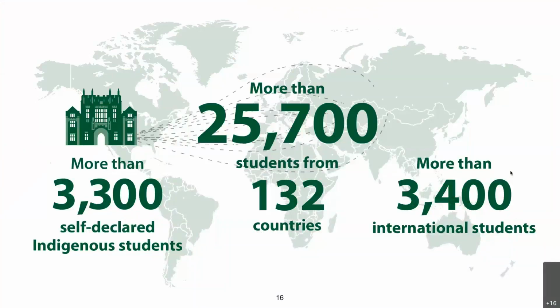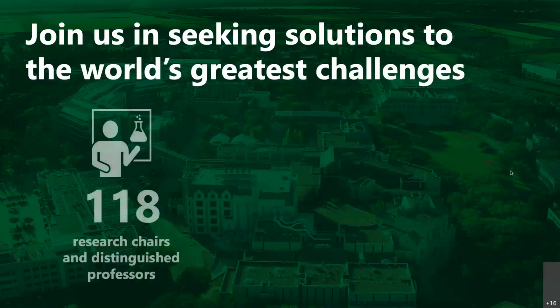So I'm guessing that many of us here are either current USask students or are considering grad school at USask. So I'll just very briefly go over a bit about us, because I'm sure you're already very familiar with the university, but just some interesting information. There's just about 26,000 students, more than 3,300 self-declared Indigenous students, and probably closer to 3,500 international students from over 132 different countries. So very big university, growing every year, and we're just so happy to have the makeup of the campus that we currently enjoy.